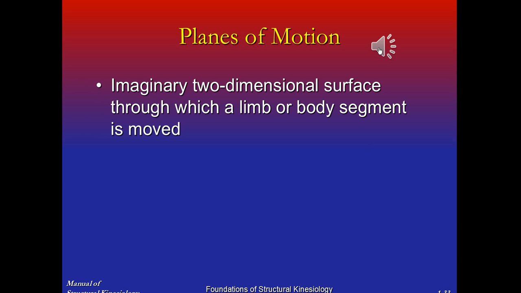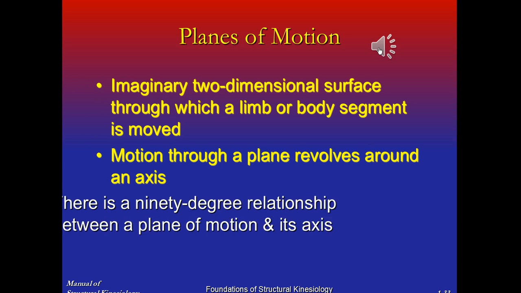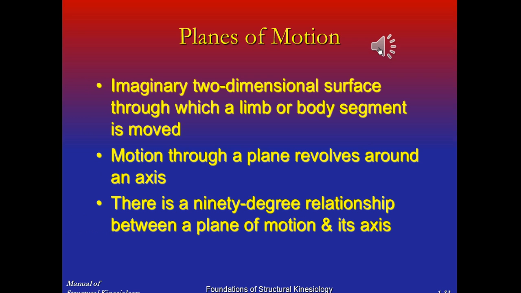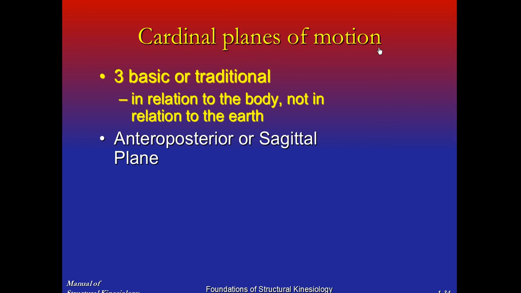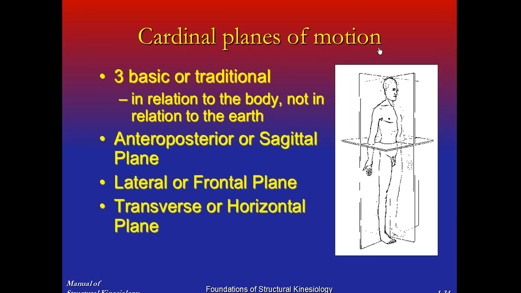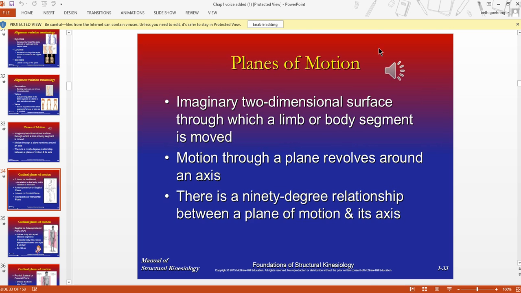Axis of rotation. There are 3 main... This lecture is on planes of motion and axis of rotation. There are 3 main planes of motion. The first one is called the sagittal plane. It is also called the anterior, posterior plane.